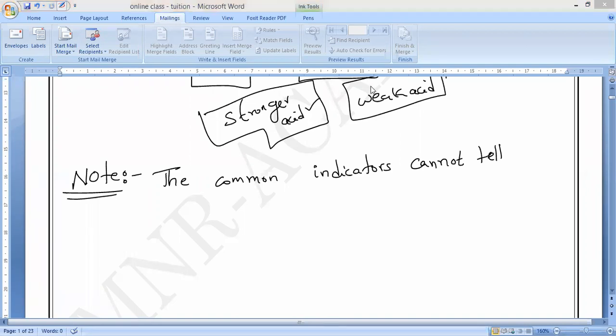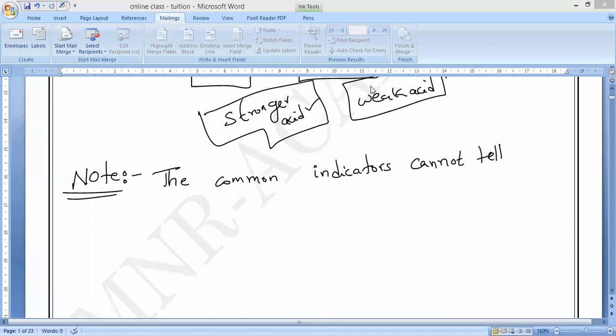Why are you all silent? Are you all dumb fellows? Others? I'm asking what is the difference between common indicators and universal indicators? If this MCQ comes, what will you answer? You will leave the question. Why are you not answering? Just now I said the correct answer.